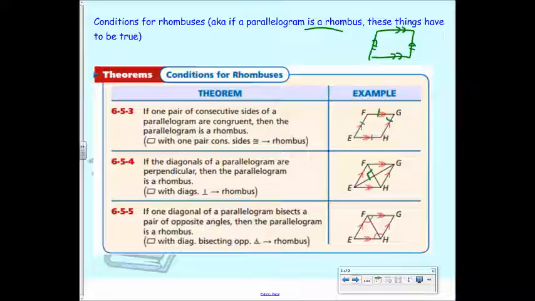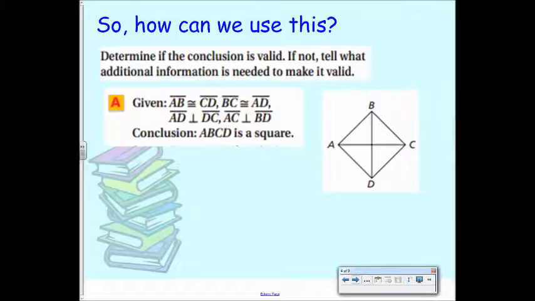Okay, so those are all the 5 things that we talked about on Thursday. It's just kind of flipping it. So if you know those things are true, then it has to be a rhombus. So if I don't tell you it's a rhombus, if I just tell you it's a parallelogram, this is how you could prove backwards that it's a rhombus. All right, so how can we use this? So let's take a look at this 2-column proof.